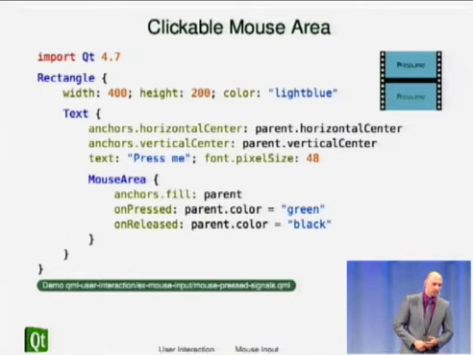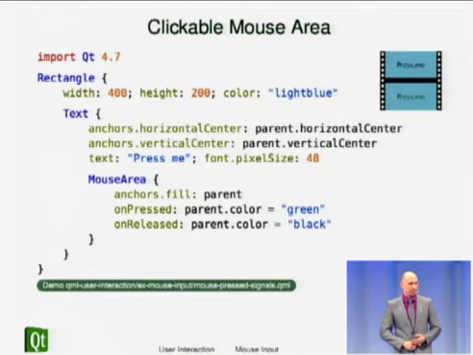Now, what we want is to be able to react to clicks on this thing, so we create a mouse area, which is a child element of this text element, and then we tell it to fill the parent, which means this mouse area is now expanding to the full dimensions of the parent. So all of the parent is clickable.